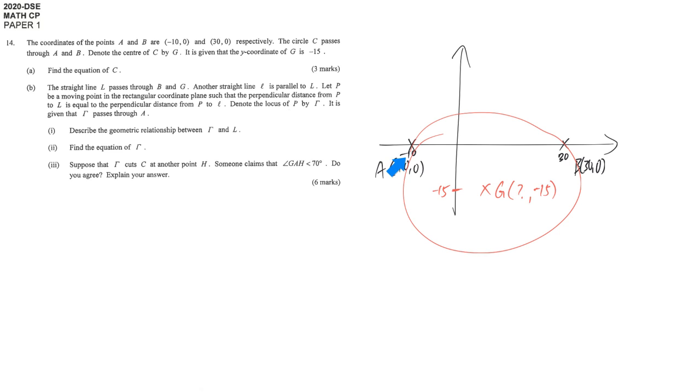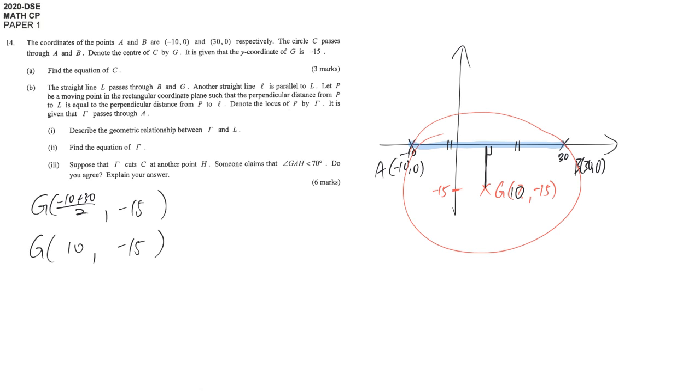One thing very important is this is a horizontal line. And for the chord AB, if we connect a line perpendicular to the chord, then it will bisect the chord, which means that the x coordinate of G should be the midpoint of AB. So the center x coordinate should be negative 10 plus 30, divided by 2, the average between them. So it's 10, and then negative 15. We know the exact position of the center.